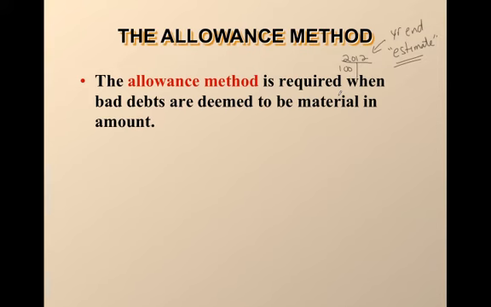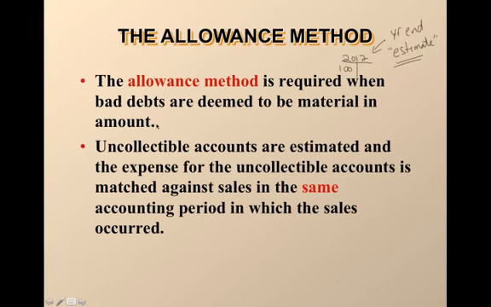Okay, so the allowance method is required when bad debts are deemed to be material in amount. Okay, so we know big companies aren't going to collect all their money. And uncollectible accounts are estimated, like I just mentioned, and the expense for the uncollectible account is matched against the sales in the same accounting period in which the sales occurred. So in 2012, we made some sales. In this particular example, it was $100. And let's pretend this was a whole bunch of different customers. Let's say we had 100 customers and they each paid us $1.